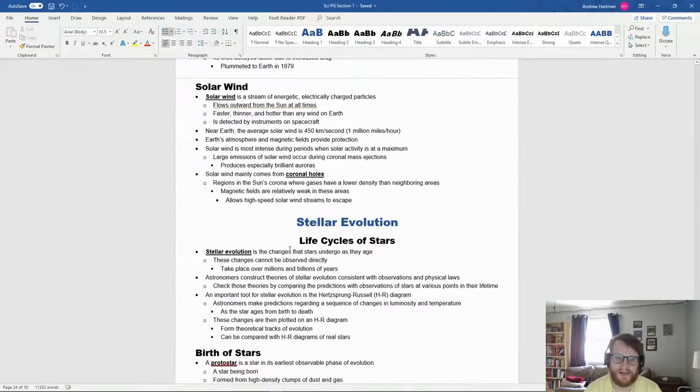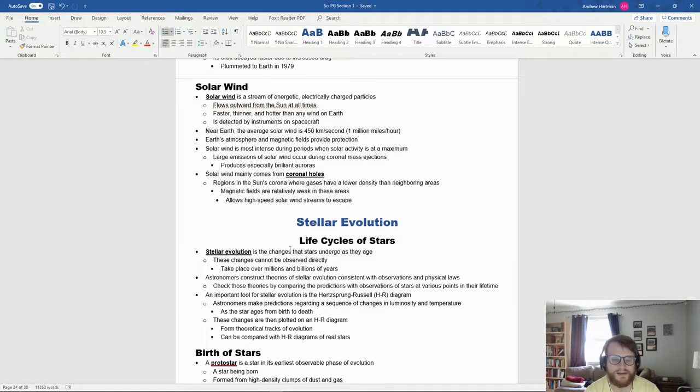Solar wind, last section of here. Solar wind is a stream of energetic and electrically charged particles that flows outward from the sun at all times. It is much faster, much thinner, and hotter than any wind on Earth, and it's detectable by instruments on spacecraft. And in fact, near Earth, the average solar wind is 450 kilometers a second, which is very fast, 1 million miles an hour. But we are protected from it by the atmosphere and magnetic fields.